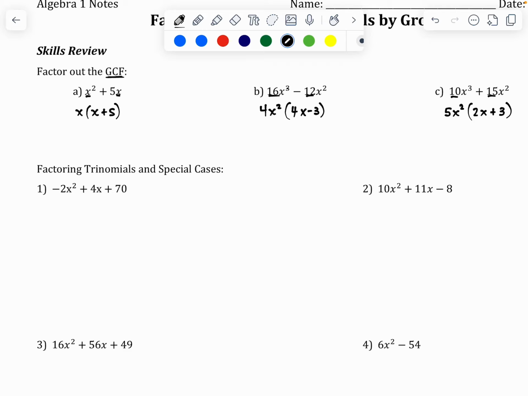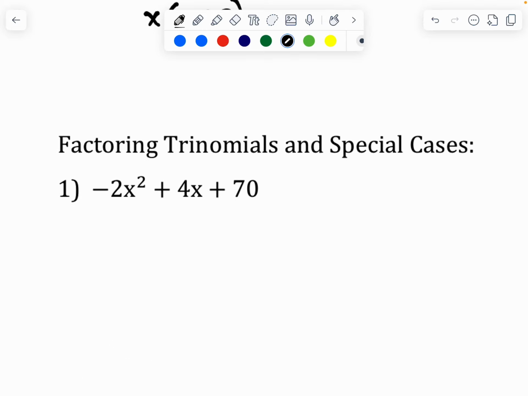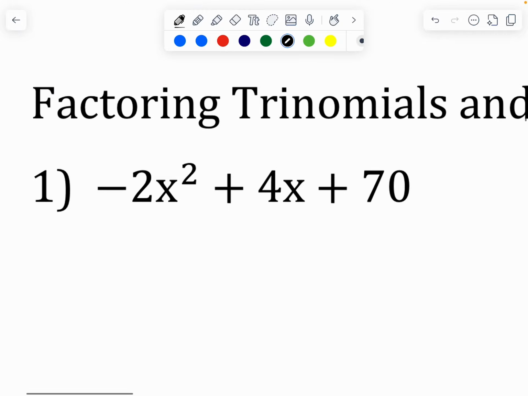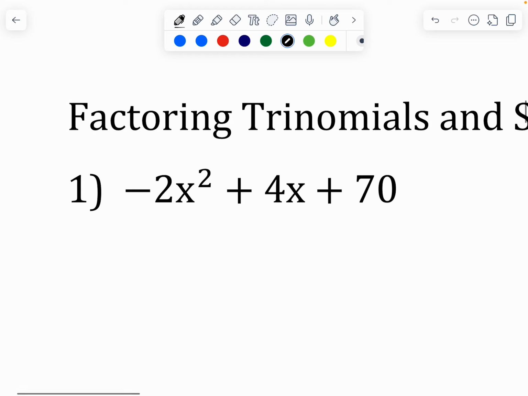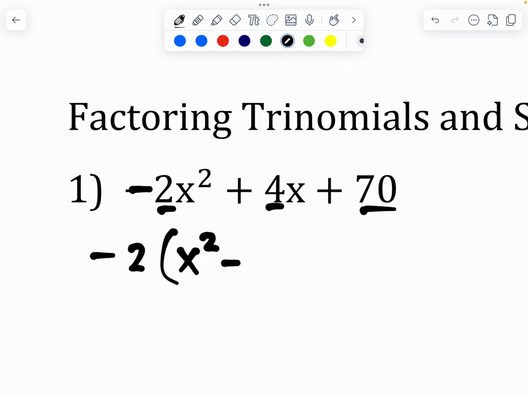All right, the next one we're going to look at is a review of factoring trinomials and special cases. Remember, anytime we have to factor a trinomial, the first thing that we look for is there a GCF. Since these are all even numbers, I'm going to assume that I can take out a 2. Okay? Because A is negative, I also have to take out the negative. So I'm going to take out a negative 2 from each of those. And when I do that, I'm left with x squared minus 2x minus 35.